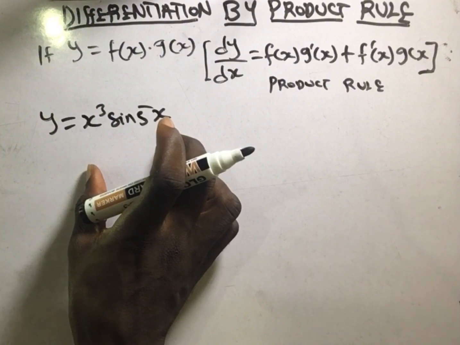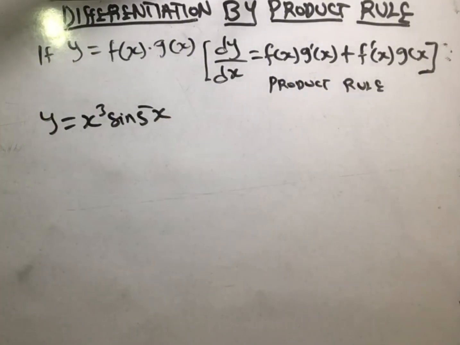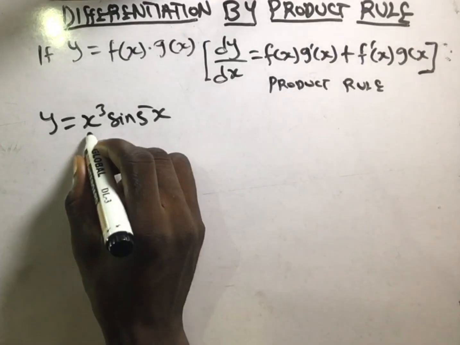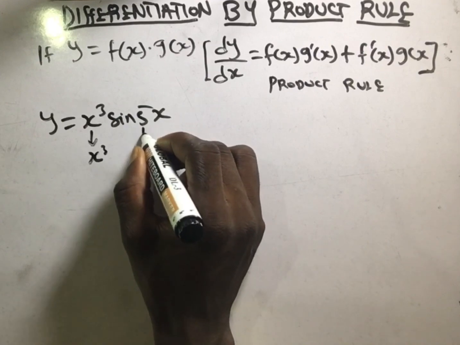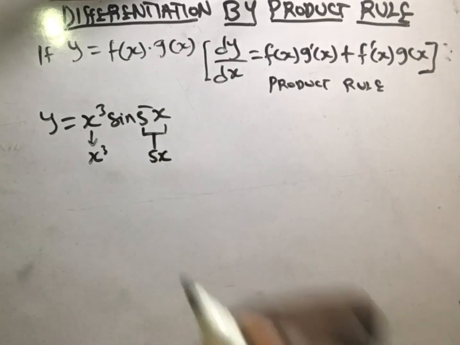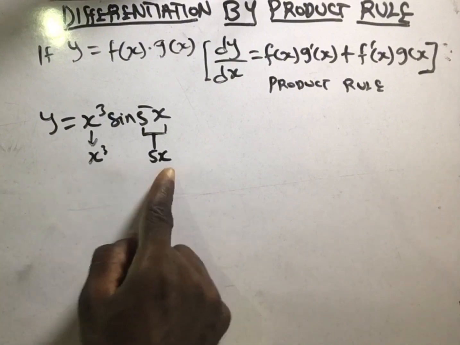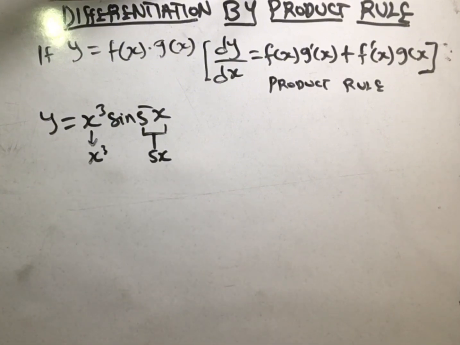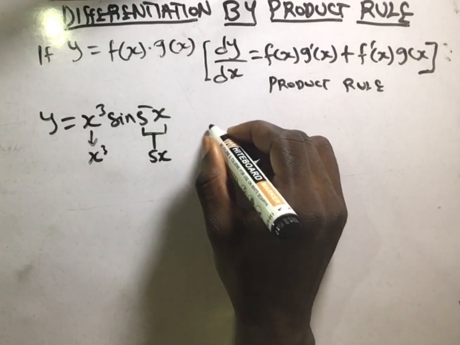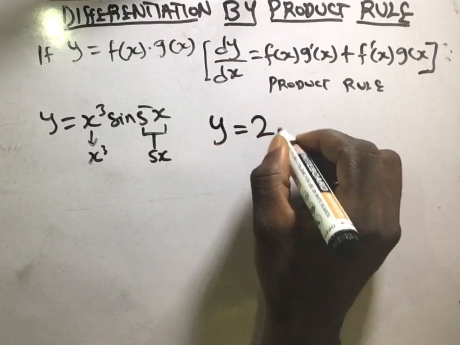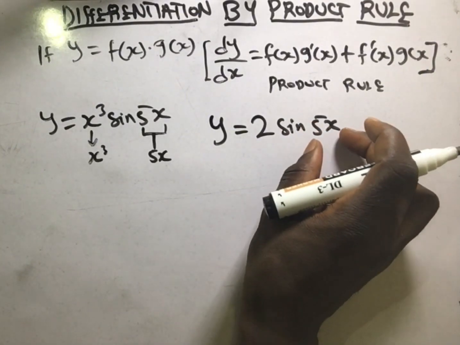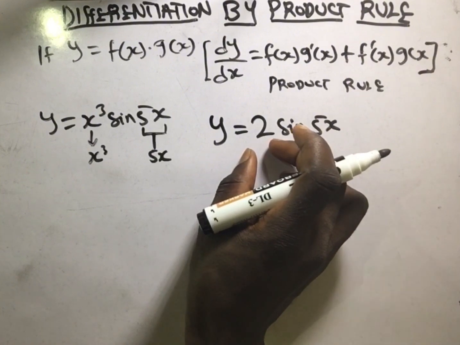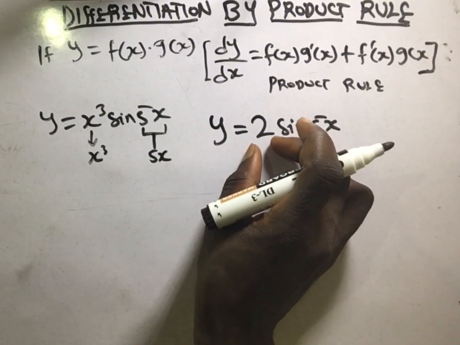How do you know that the rule we are supposed to use here is product rule? It's actually very simple. You have x cubed here as one variable, and you have sine 5x here as another variable, but they are both functions of what? x. Then you use product rule. Mind you, whenever you have something like y equals 2 sine 5x, there's a variable of x here, but there's no variable of x here. So the 2 is just a constant and not a variable.